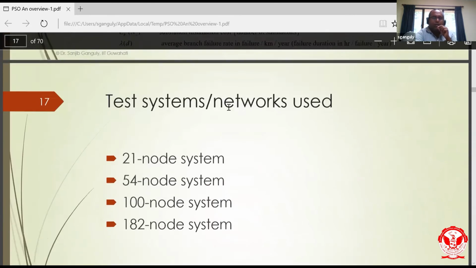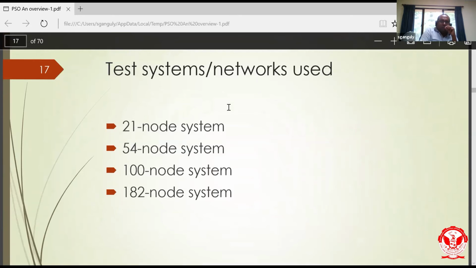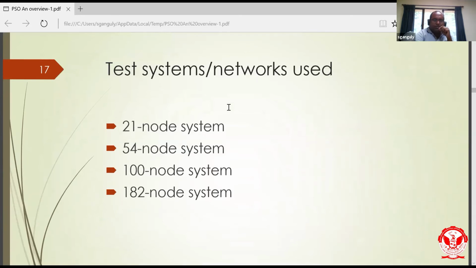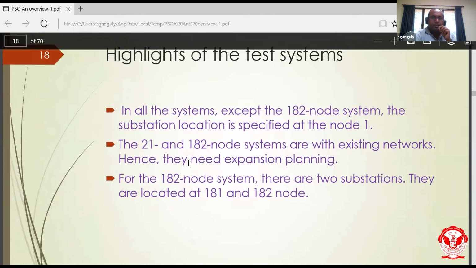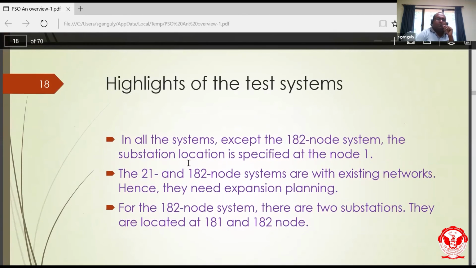Now I have chosen some test systems or networks. These are the test systems: 21 node system, 54 node system, 100 node system, 182 node system. From that you can understand that the system dimension is getting higher and higher, and accordingly the number of optimizing variables will also be higher. Now these are some of the highlights about these test systems.